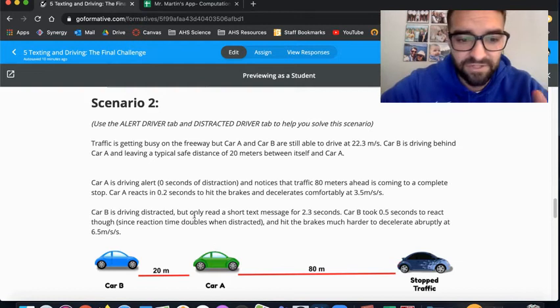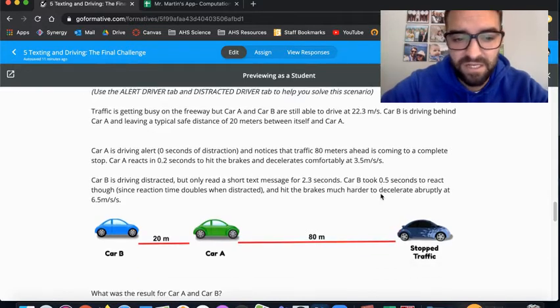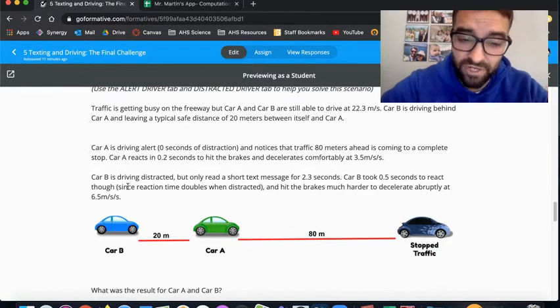That's probably pretty average, or even on the safe side. Car A is driving alert, so that means 0 seconds of distraction, and notices that traffic 80 meters ahead is coming to a complete stop. Because car A is alert, it's able to react in 0.2 seconds to hit the brakes and decelerates comfortably at 3.5 meters per second.